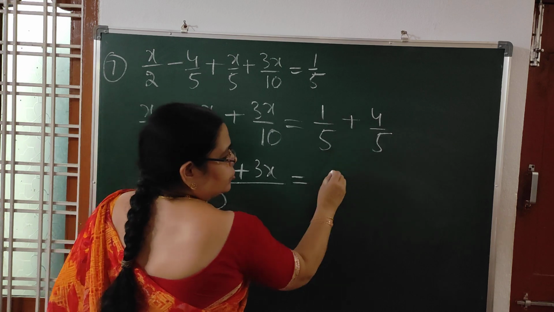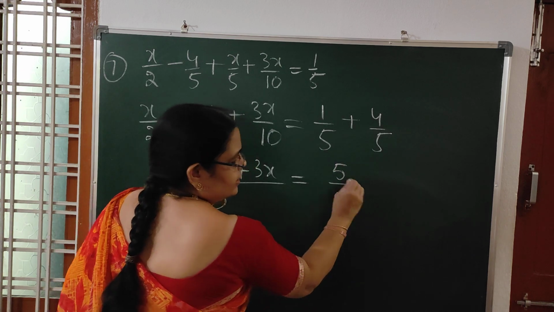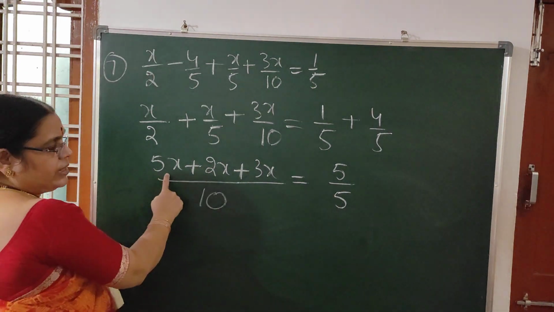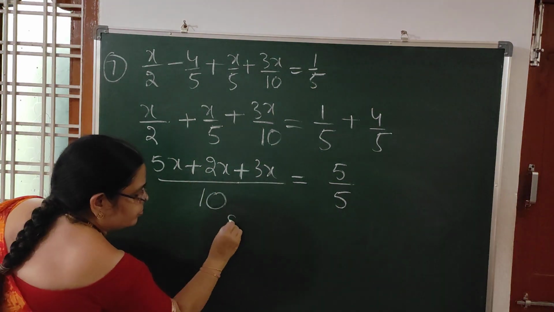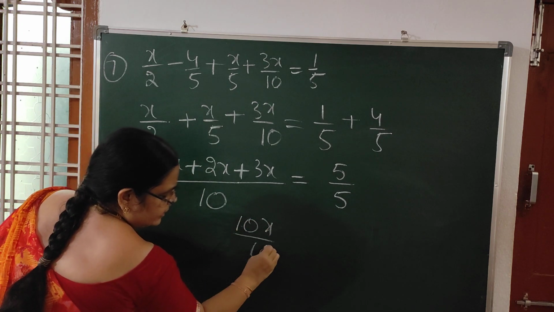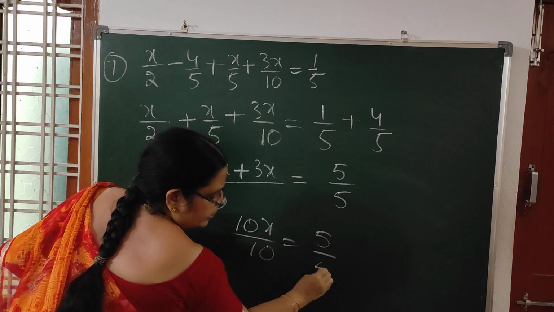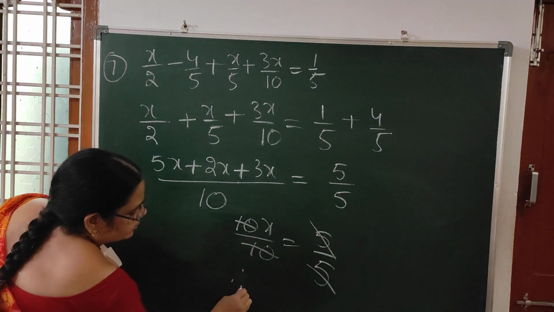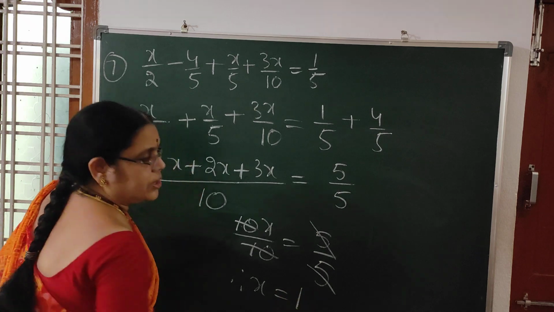this is what, same denominators. So add only the numerators. 5 by 5 or 1. So how much? 5x plus 2x plus 3x is 10x. 10x by 10 is equal to 5 by 5. 5 ones are 5, 10 ones are 10. Therefore, x is equal to how much?